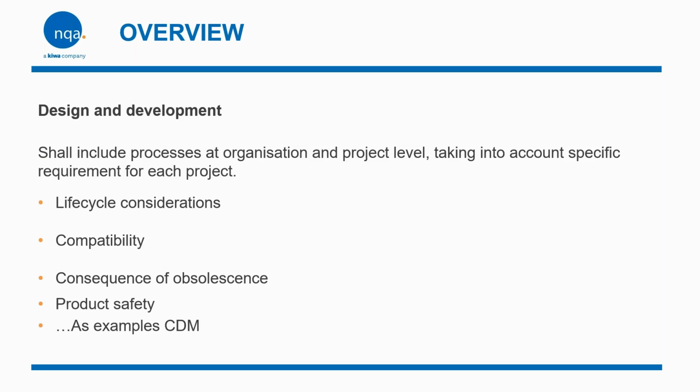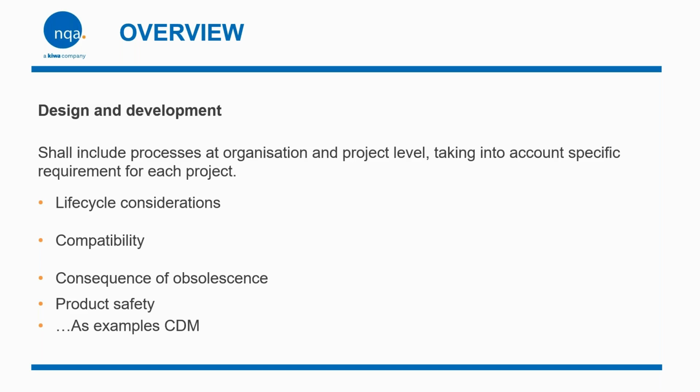So, design and development. Design is a big consideration under 9001. It says it shall include processes at organization or project level, taking into account specific requirements for each of the projects. So it's asking you to look at life cycle considerations. The design process must consider the entire life cycle of the asset, including construction, operation, maintenance, decommissioning, or even repurposing. This helps ensure suitability, cost effectiveness, and long-term performance of the asset. Design must ensure compatibility with existing systems, assets, and infrastructure.